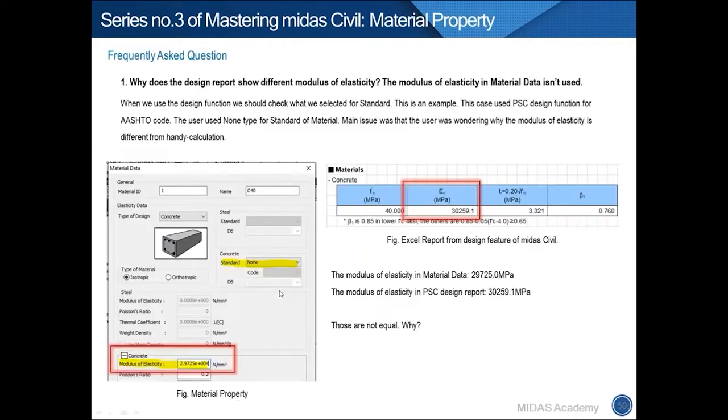The first query is, why does the design report show different elasticity modulus? The elasticity modulus in material data isn't used. As we know, if we select concrete, steel, or SRC material, the standard can be selected, and the imported material will be taken over to the design feature. So the user guessed that this elasticity modulus will be used for the design calculation.